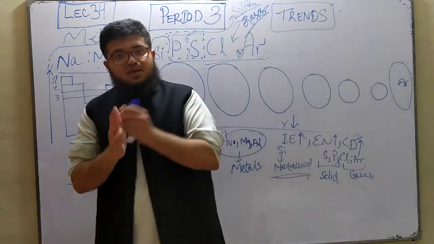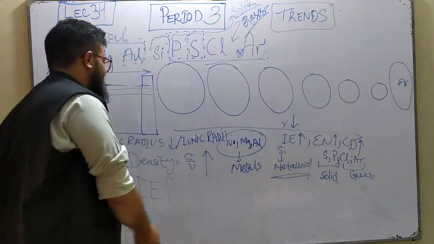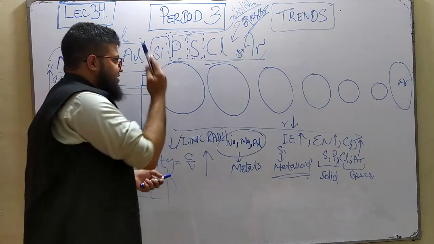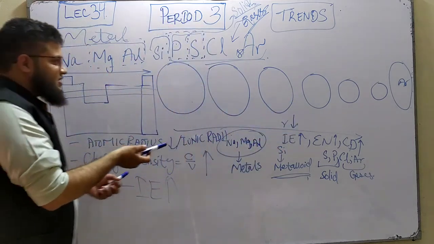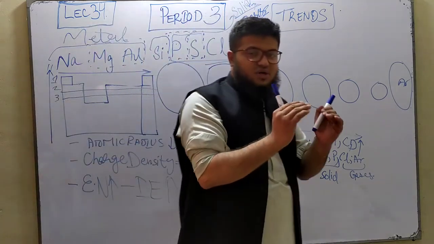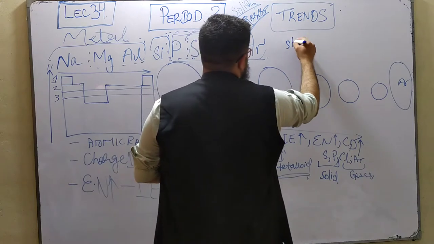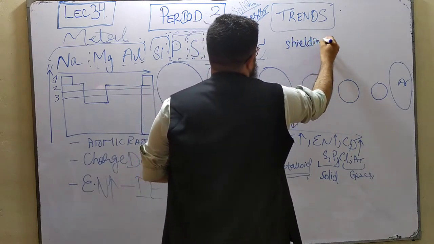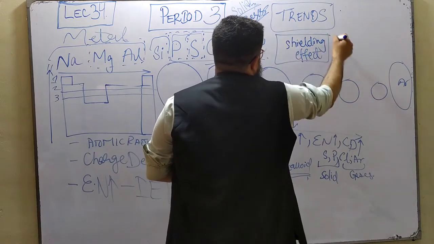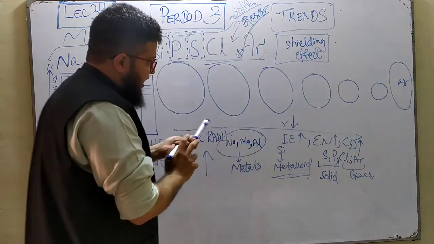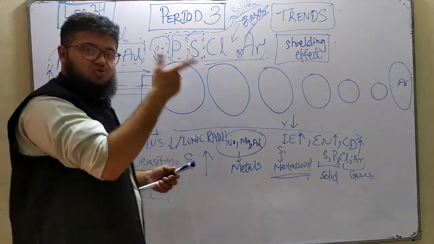Basically, as we go across the period, the proton number rises, right? If the proton number rises, then what happens? The proton number rises, but what's happening to the shielding effect? It's going to stay constant. Remember the shielding effect? What was it, by the way? The shielding effect is the repulsion provided by the inner shell electrons, or the shielding provided by the inner shell electrons to the outer shell electrons.